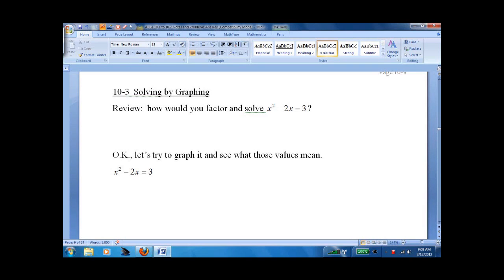Lesson 10.3, solving by graphing. Let's review a little bit. How would you factor and solve x squared minus 2x equals 3? Well, hopefully you remember you want to move the 3 over. Always set it equal to 0.